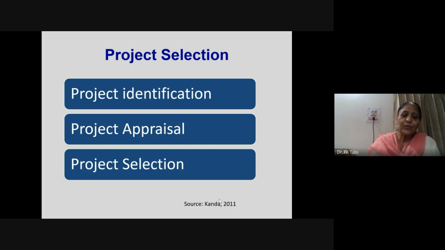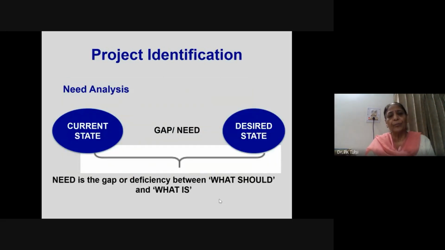Now, when it comes to project identification, the very first step, the whole process starts with systematic need analysis. And this need analysis, I think the slide makes it clear, is a gap between the desired state and the current state with respect to a large number of variables related to industry or the technical education system per se.